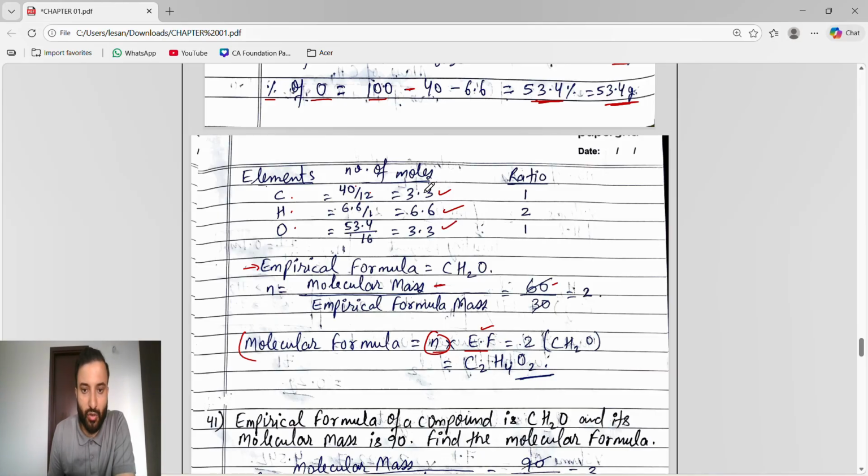For finding the ratio, the lowest is 3.3, divided to get 1 to 1. The empirical formula is CH2O. After getting the empirical formula, we have to find n, that is the molecular mass divided by the empirical formula mass. The molecular mass is already given in the question, that is 60, divided by the empirical formula mass. When you find this empirical formula mass, you will get 30. So n is 2. The molecular formula is n into the empirical formula. 2 into the empirical formula, so it will become C2H4O2.